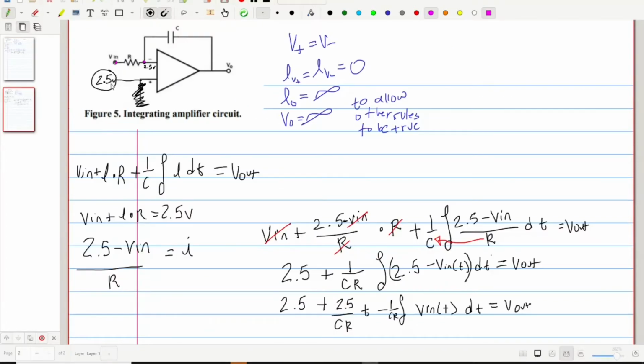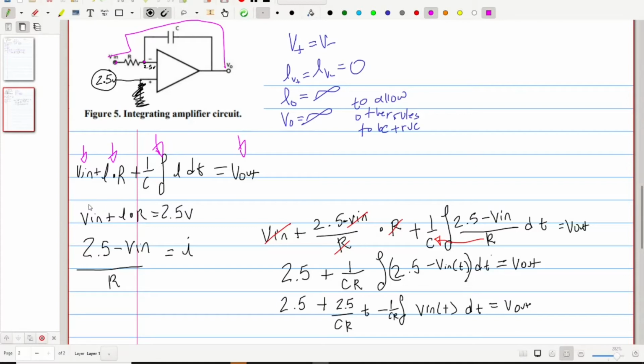For the integrating amplifier circuit, I will use KVL through this section of the circuit to find out what V out is in relation to V in. What we find is we add the voltage from V in, the voltage drop across the resistor, I times R, and the voltage drop across the capacitor, which has this integral in it. And that's going to be important later. When we sum those, we get V out.